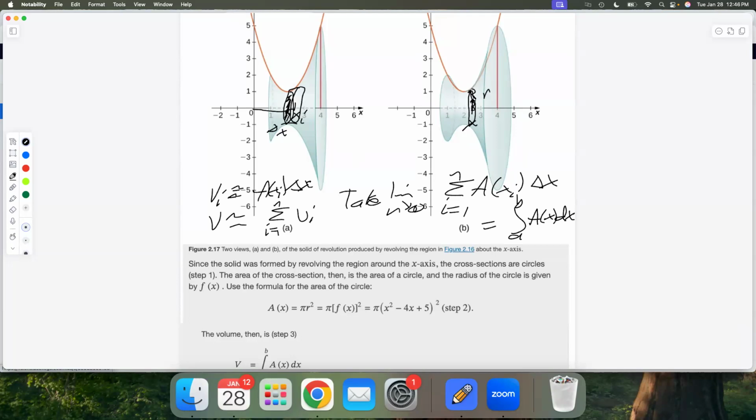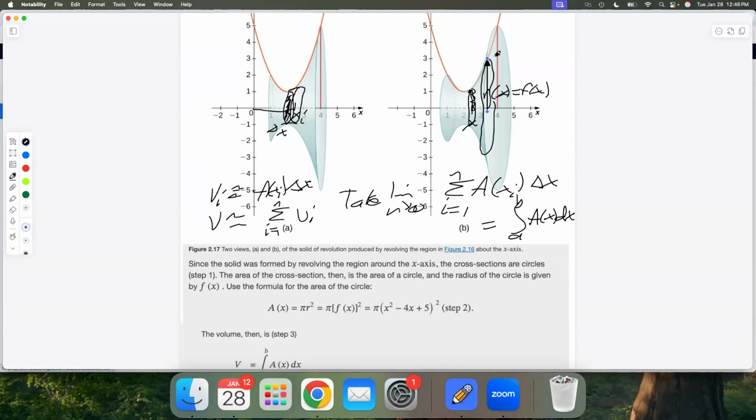R is that distance right there. That's just the function height. R, which is a function of x. I'm going to write that. R depends on x. And that's always just going to be your function value at x. See right here, this circle has a different R right there.